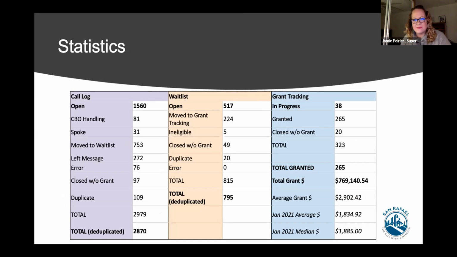And then just some brief stats. I actually got all of these statistics yesterday, so you can see how many open phone calls we have, 1,560 as of yesterday afternoon. Of those, 517 have been moved to the wait list. And then you can also see how much money has been distributed thus far. It may not look very impressive, but it is very time intensive for each of these phone calls.